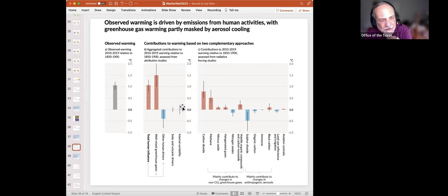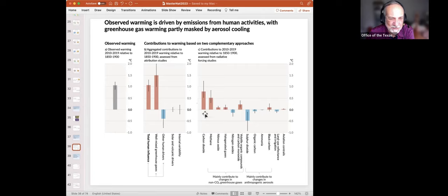Okay, that's one way of doing it. The other way of doing it is basically work through the basic physics of how energy is absorbed and emitted within the atmosphere itself. And that lets you actually break things down quite finely into different contributions.